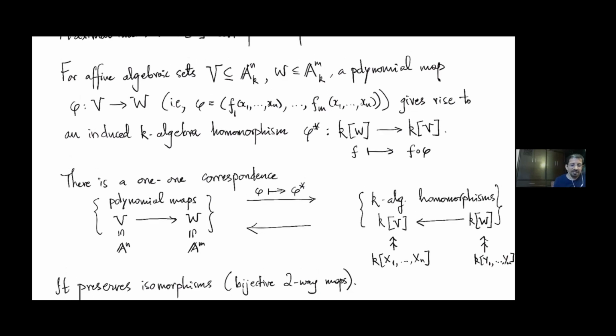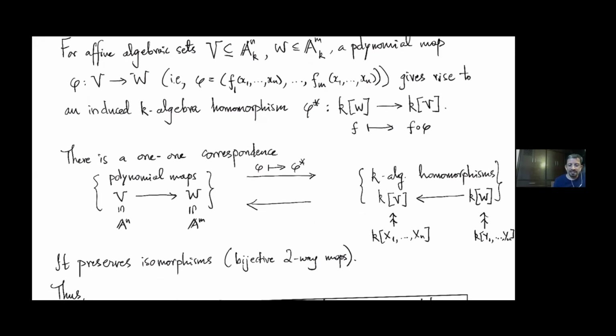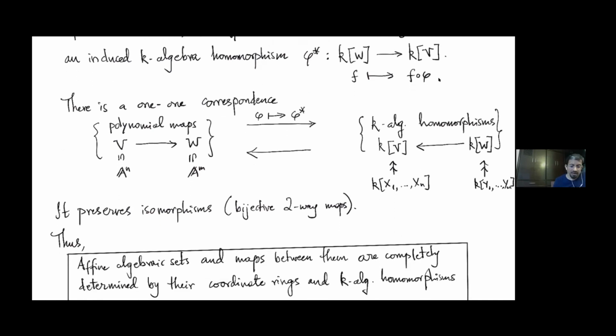Basically, any function from V to W will give you a function from functions on V to functions on W, simply by composition. So a function on W composed with phi will give you a function on V. And in fact, you see that it's a k-algebra homomorphism. So this gives you a homomorphism of k-algebras. And what in fact one has is a one-to-one correspondence between these two sets. On one side, you have polynomial maps from V to W. And on the other side, you have k-algebra homomorphisms from kW to kV.